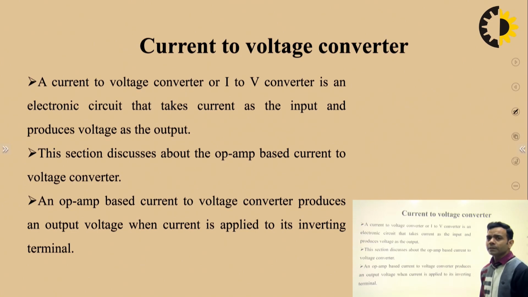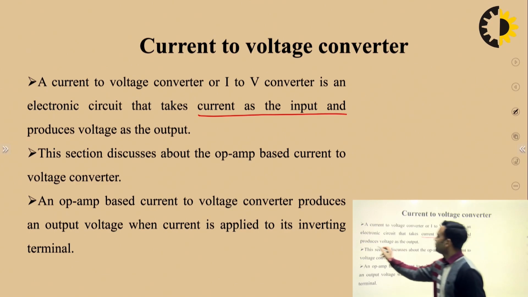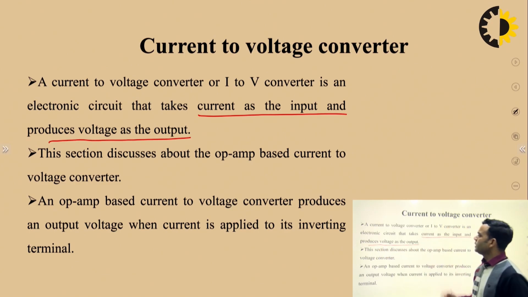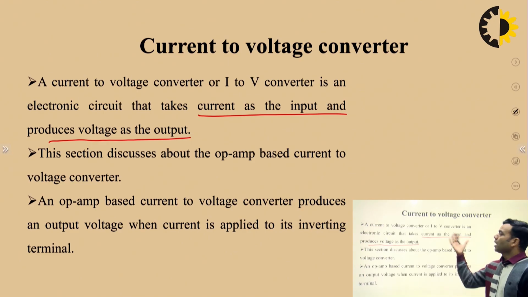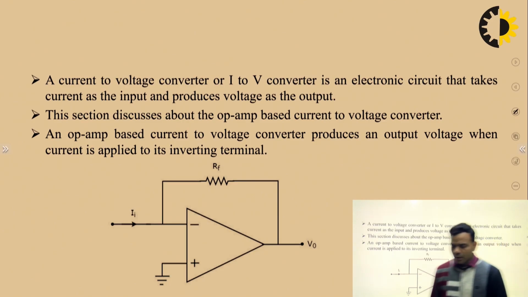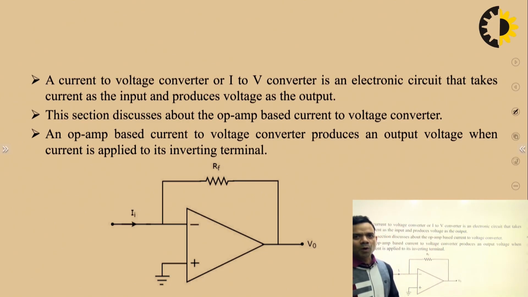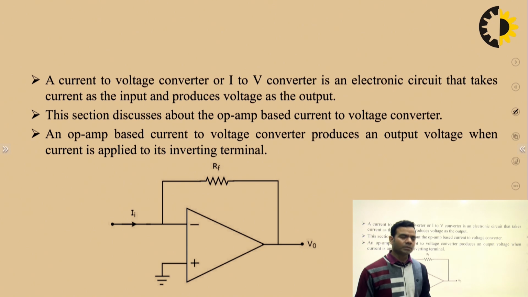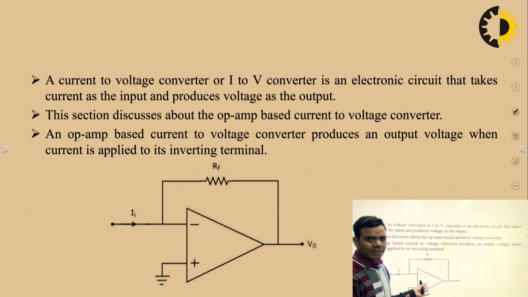Now, we can see one more type of circuit, that is current to voltage converter. A current to voltage converter or I to V converter is an electronic circuit that takes current as an input and produces voltage as the output. So, in this section we will discuss current to voltage converter. However, this circuit seems to be very simple, but sometimes it may be complicated depending on the application. But simply we can understand by this example.